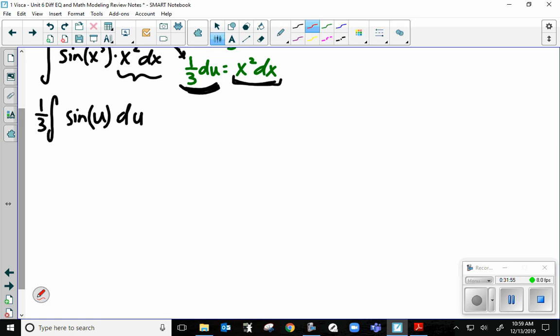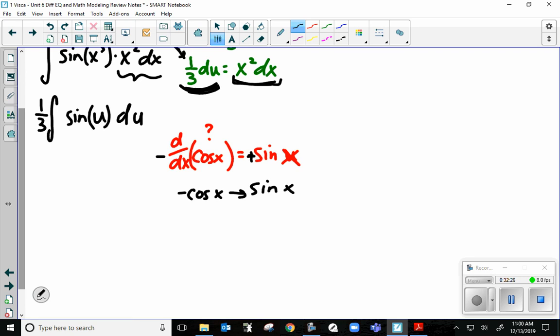It is reverse derivative. So what do I take the derivative of that would give me sine of u? Well, cosine of x is almost, that gives me negative sine. Well, if I negate the right side, I negate the left side. So the derivative of negative cosine of x would give me a positive sine of x, all right? Make sense? Should be.